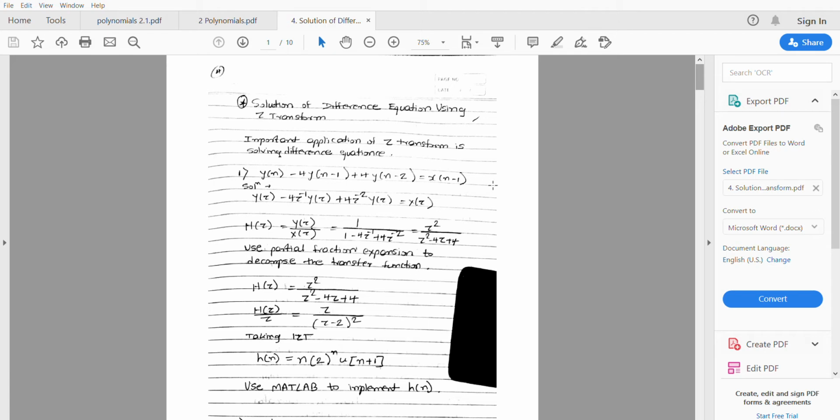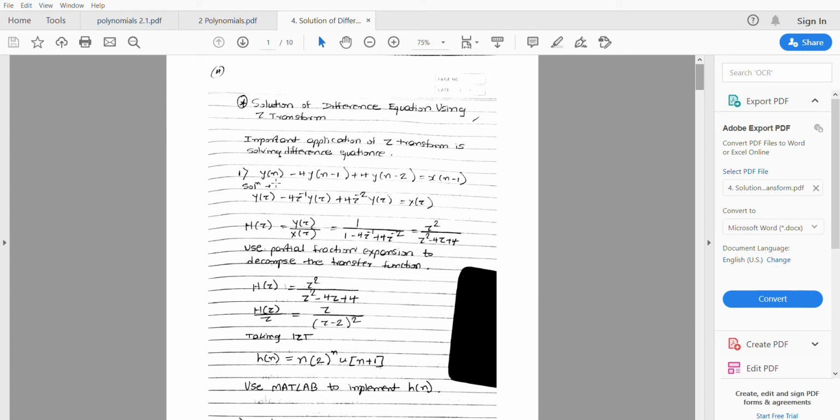Now here, equation number 1 is a difference equation in the discrete domain, where y of n is the output response, y of n minus 1 and n minus 2 are the previous output responses, and x of n minus 1 is the input. Now how do we find the solution using the Z transform? Our main aim is to analyze the system transfer function, which is denoted by H of z, which is Y of z upon X of z.